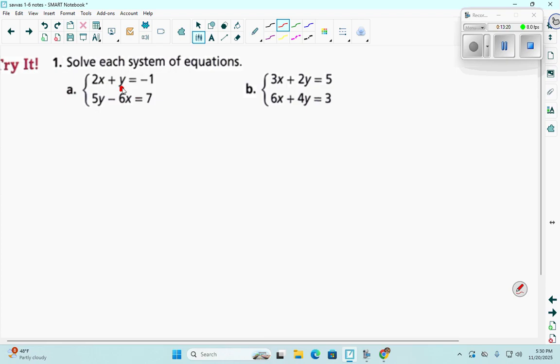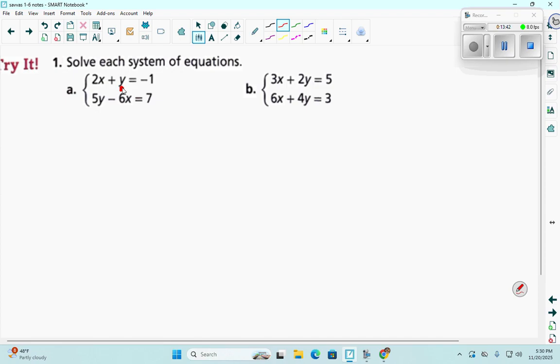On elimination, it does not matter which one you're choosing to get rid of first, because you have to solve for both of them. We have to solve for the x and we have to solve for the y. So I am actually choosing to get rid of the x's. So I have a 3x and a 6x, and I need both of them to be the same number.